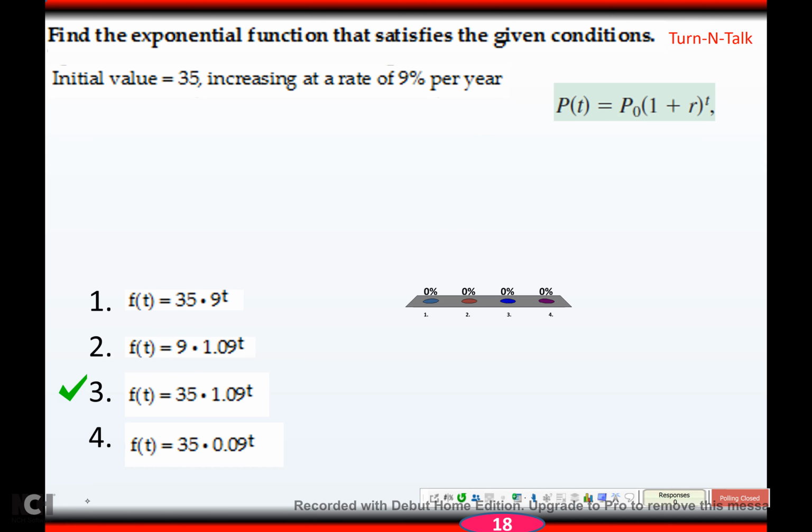And I hope you got number 3. If you did not, let's look at why. Here's my initial value. P sub naught is 35. My r is 9%, which would be 0.09. If my r is 0.09, then 1 plus r is 1.09. So if I plug those in, I have P of t equals my initial population, 35, times 1.09 to the t.